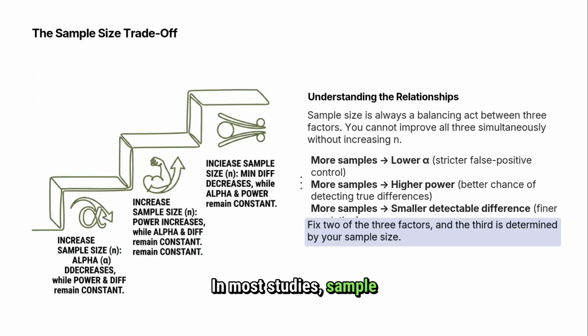In most studies, sample size is closely related to three key factors: significance level, alpha, statistical power, and minimum detectable difference, or effect size. When the sample size increases, the significance level, alpha, can be reduced while maintaining the same power and detectable difference. This lowers the risk of false alarms and makes the results more reliable. Increasing the sample size also increases statistical power, which improves the ability to detect real differences or process changes when they exist. As a result, the likelihood of missing important effects is reduced.